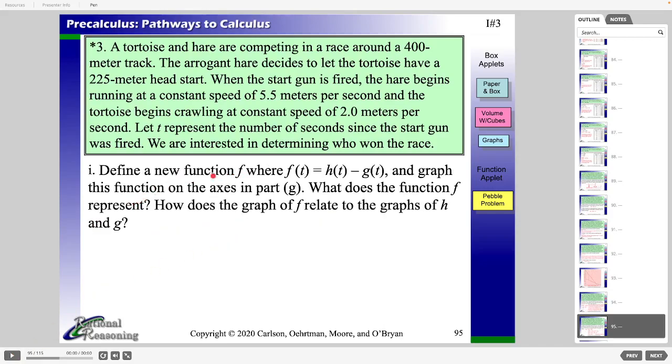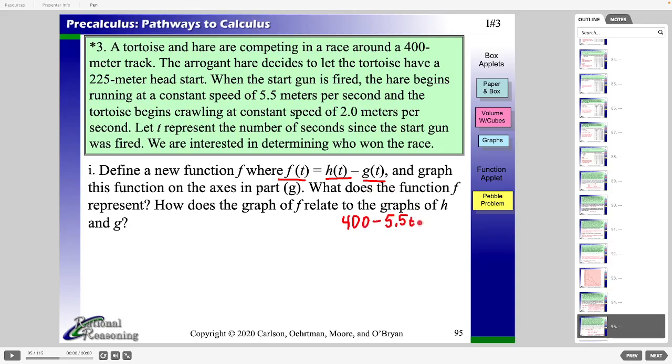So now let's look at how we can define this as a new function. What's f of t? Well, it's the function h of t minus g of t. So to do that, what is h of t? We go back to our start. It's the distance of the hare to the finish line, right? So that was 400 minus 5.5t.